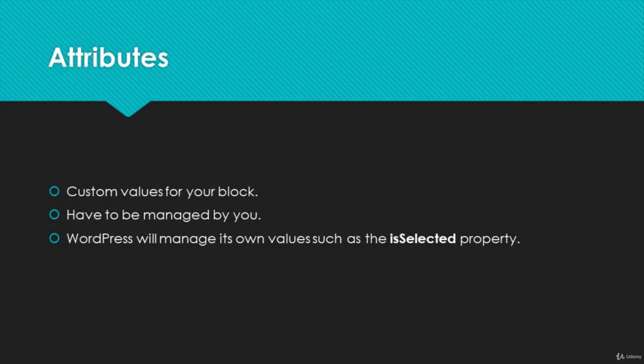The recipe block is starting to come along really great. The next step is to save the values. Every block comes with something called attributes. Attributes are the custom values associated with your block. A few lectures ago, I showed you the isSelected property. This property will be set to true or false depending on if the user is editing our block.